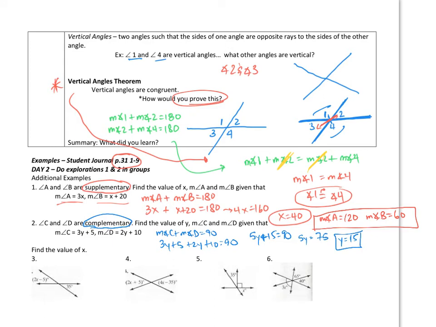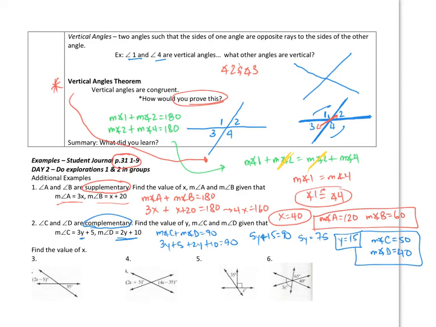Okay, now I can plug this back in to get the measure of angle C. Since y is 15, 15 times 3 is 45, plus 5 would be 50. So the measure of angle C equals 50, and that means the measure of angle D should be 40, but you could verify it. 15 times 2 is 30, plus the 10 is 40.